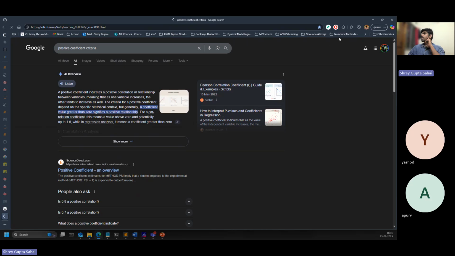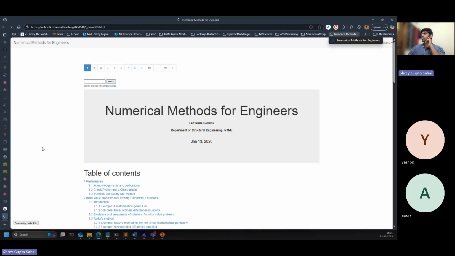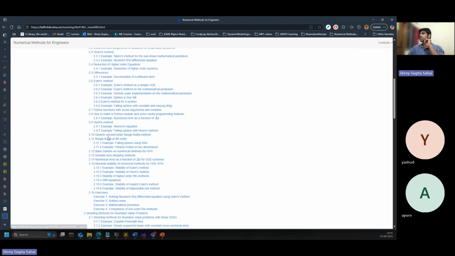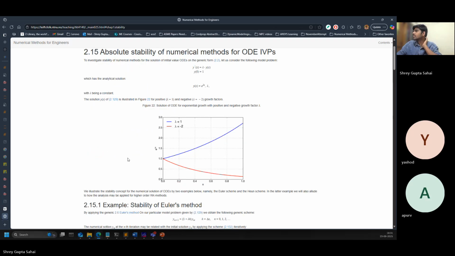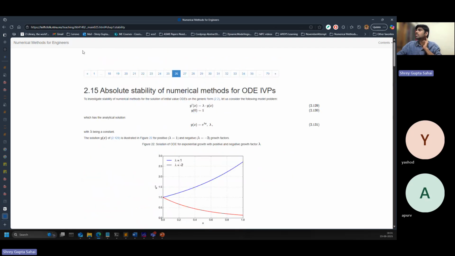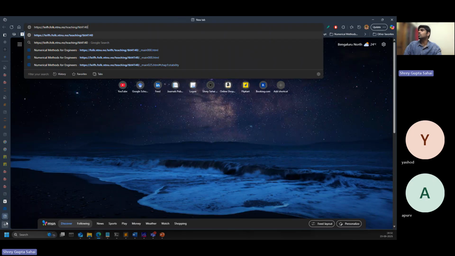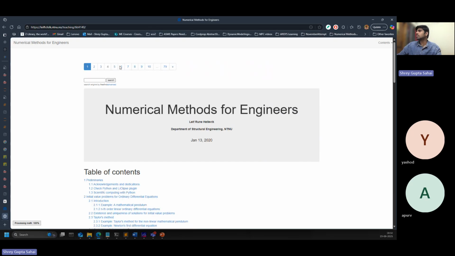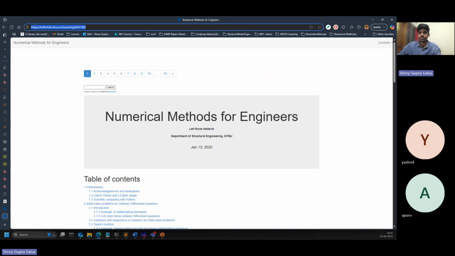Maybe you can look at this. This is also a nice resource, especially for more advanced topics, and especially on stability, as you mentioned. I came across this 2 years ago and bookmarked it. This is a good resource. Maybe I can put it up in chat.